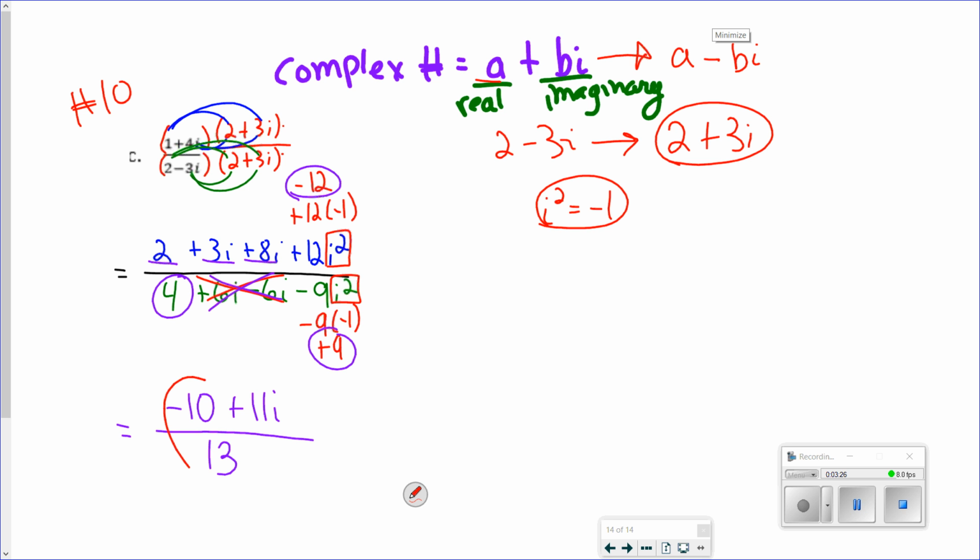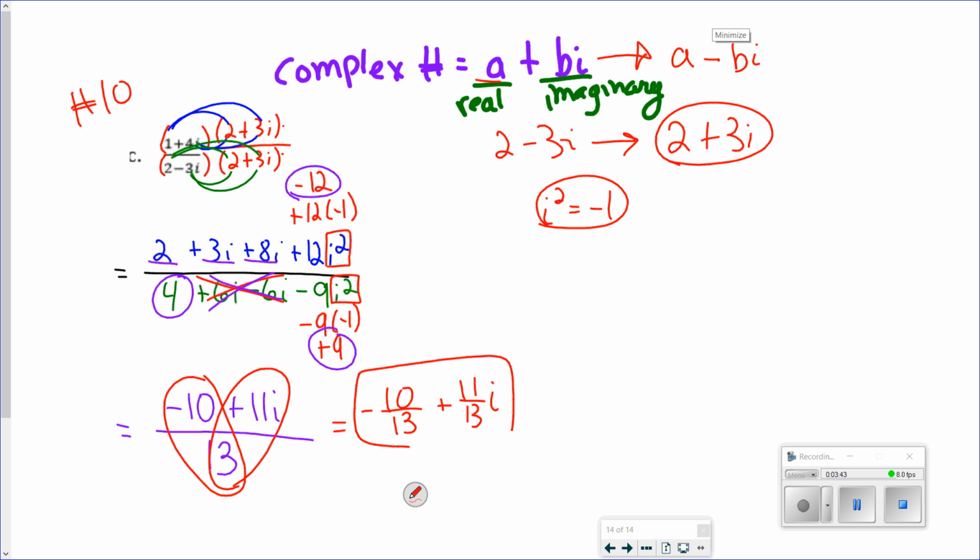So that's where I say that we love math. We make a heart out of it. Negative 10 over 13, if you divide that and put it back as a fraction, it stays as negative 10 over 13. Then you're going to do 11 divided by 13, and you include the i. And this is your final answer.